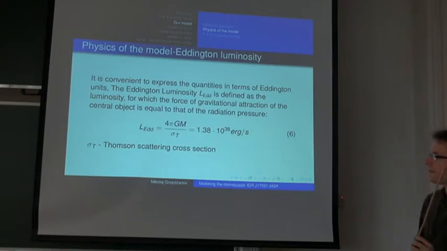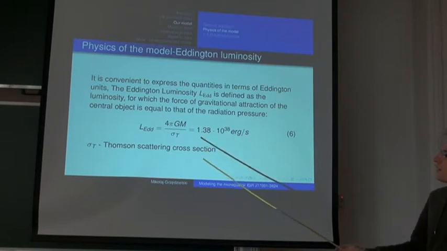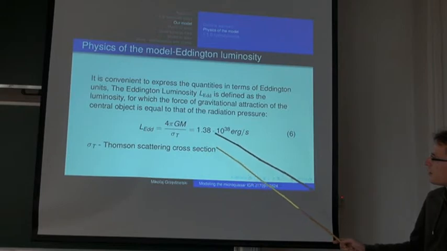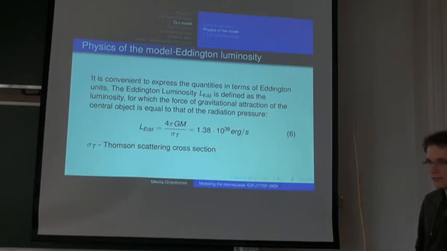The special value of luminosity for which the... Yes, this is the question I ask, because you say that the force of gravitational attraction is equal to that of the radiation pressure, which would imply that the radiation pressure acts in the direction opposite to the gravitational attraction. But it does not. Because the radiation does not come from the center, but it's everywhere.